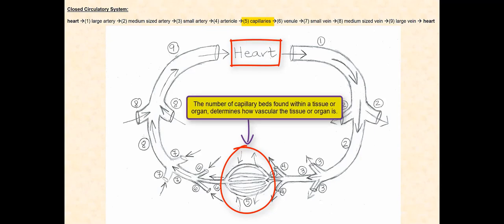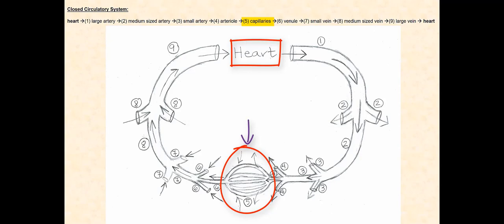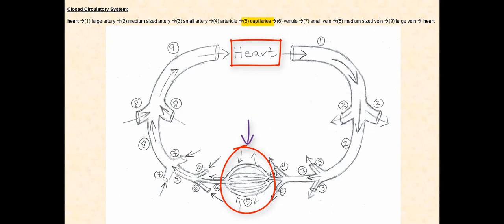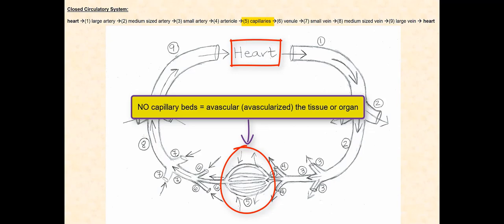The number of capillary beds found within the tissue or organs determines how vascular the tissue or organ is. So, the more capillary beds found in any given tissue or organ, the more vascular the tissue or organ. While the fewer capillary beds found in any given tissue or organ, the less vascular the tissue or organ. Now, what if there are no capillaries found in the tissue or organ? Then the tissue or organ is referred to as being avascular.